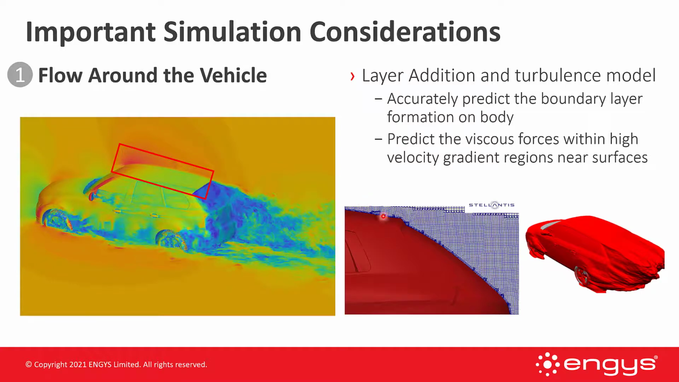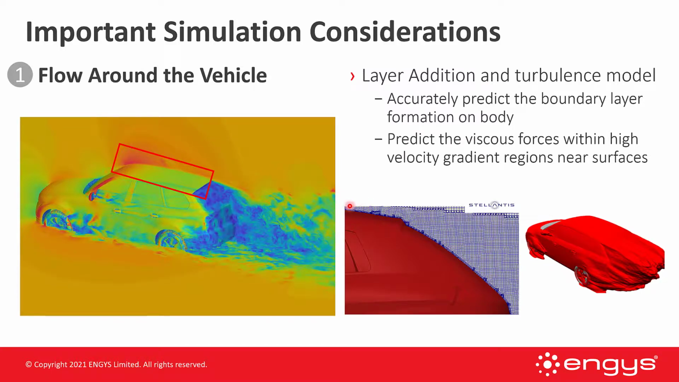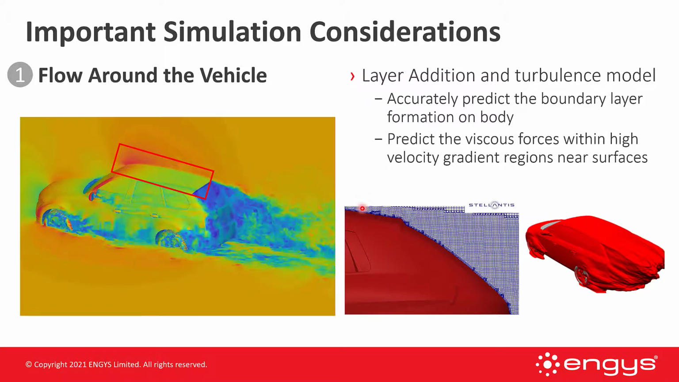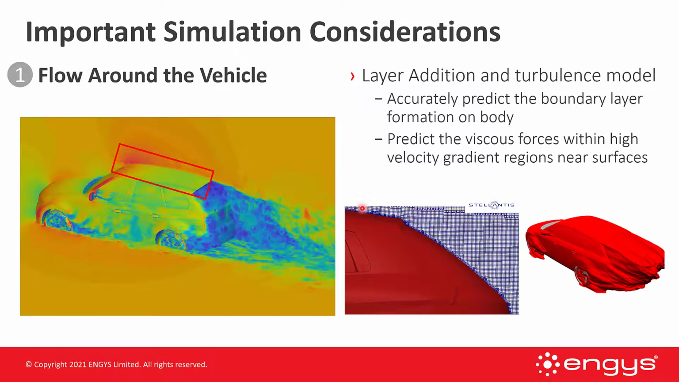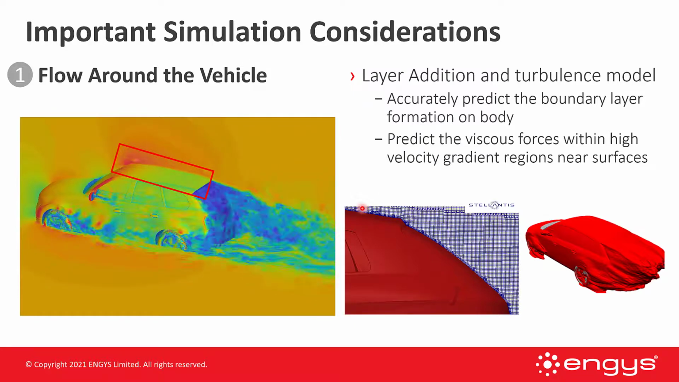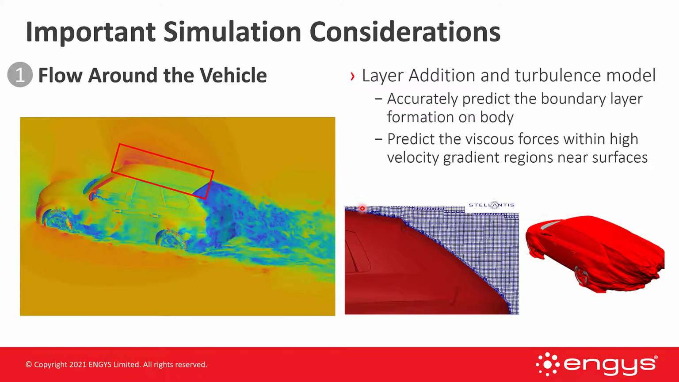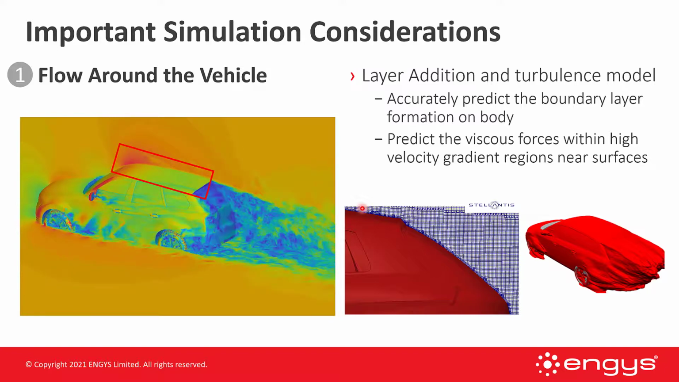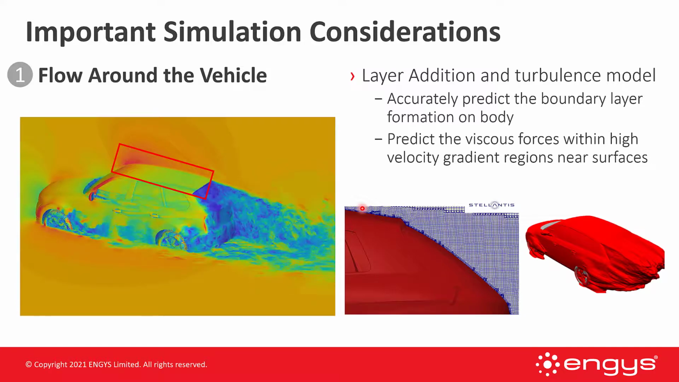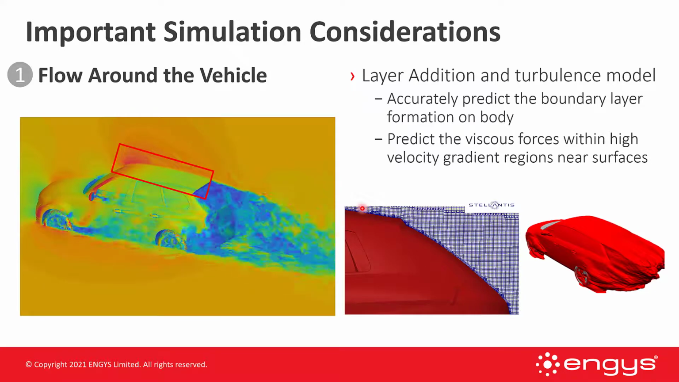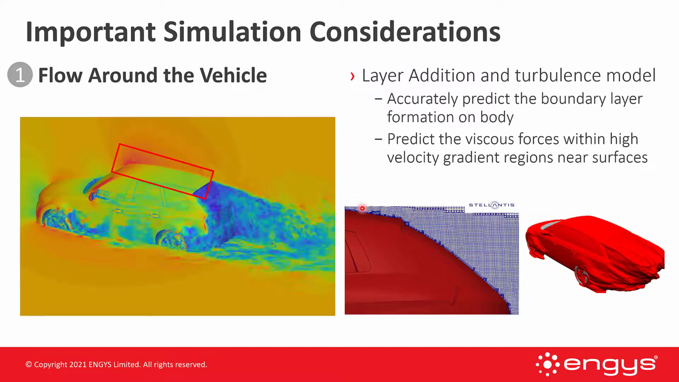We need to make sure that we have accurate boundary layers along the top of the vehicle or around many of the different components to predict the behavior of this boundary layer, attachment and detachment. We also need to have good layers around a vehicle or around components to accurately predict the viscous forces within high velocity gradient regions near the surface. If you're familiar with drag, there's two main components: pressure drag and viscous drag. So the first area of interest was making sure that we accurately capture the pressure gradient along the length of the vehicle. And then now we need to make sure that we're accurately capturing the viscous forces and viscous dissipation near the vehicle surface itself.